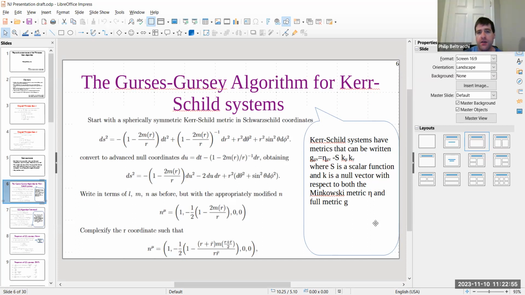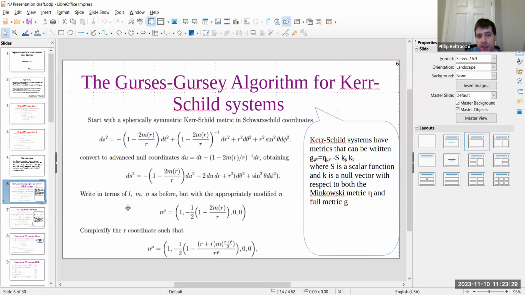When written in particular spherically symmetric coordinates, these will, if they're spherically symmetric, appear to look much like the Schwarzschild metric, except now, rather than m being a constant, m is a function of r. If we convert this to advanced null coordinates, we get a metric similar looking to before, except m is a function of r rather than being constant, plus the q squared term.